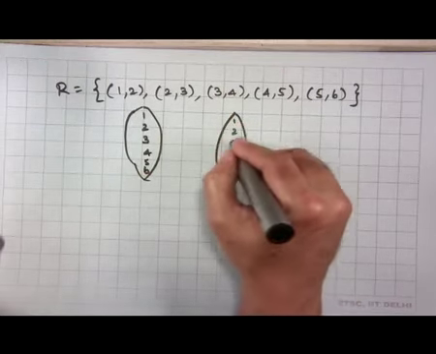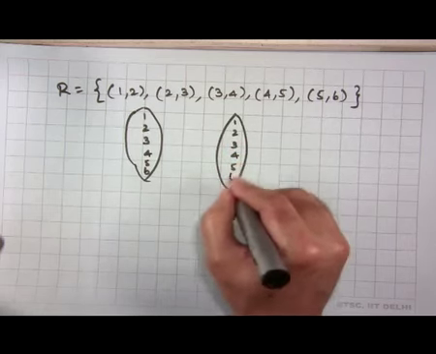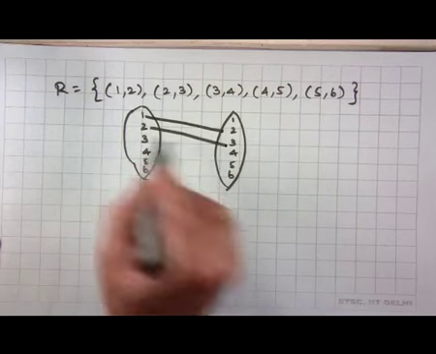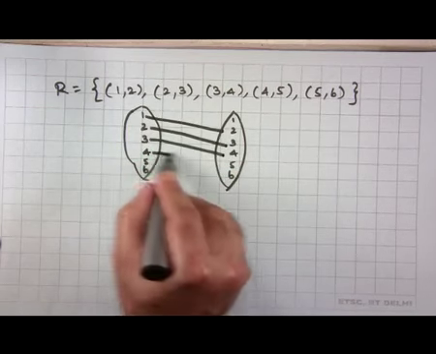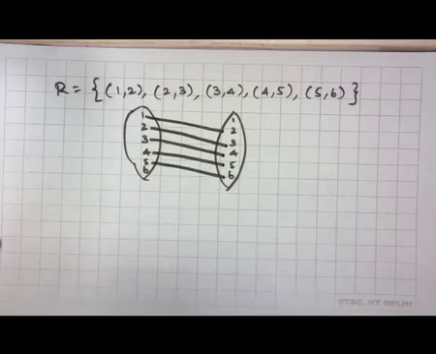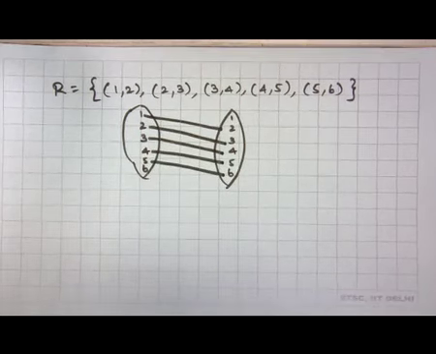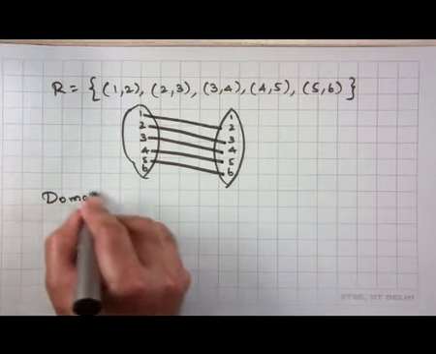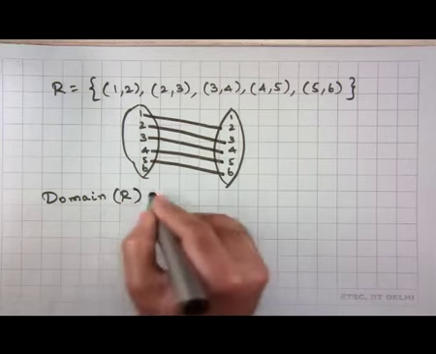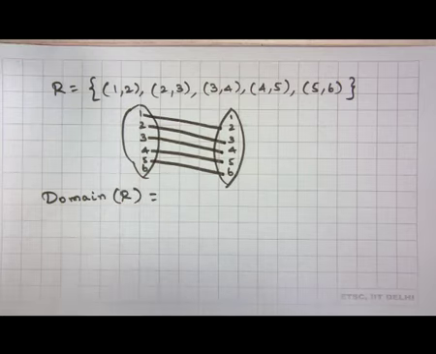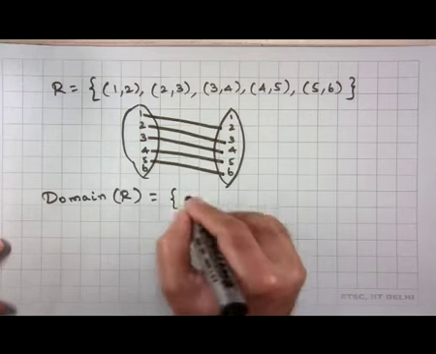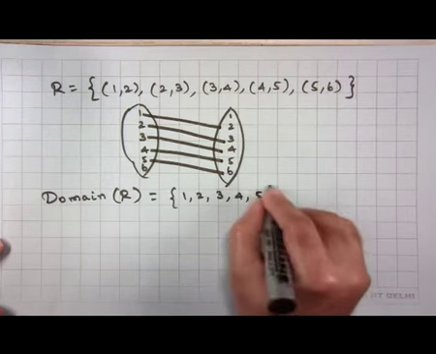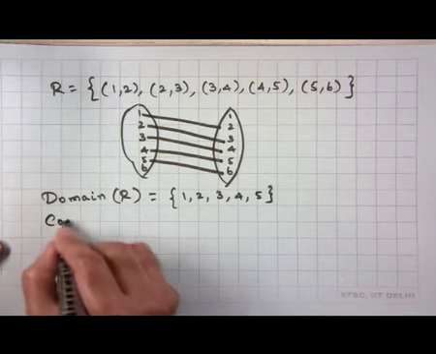1, 2, 3, 4, 5 and 6. Now, let us try to represent 1 is related to 2, 2 is related to 3, 3 is related to 4, 4 is related to 5 and 5 is related to 6. So, now domain of R is going to be all first elements, which is going to be 1, 2, 3, 4 and 5, and codomain.